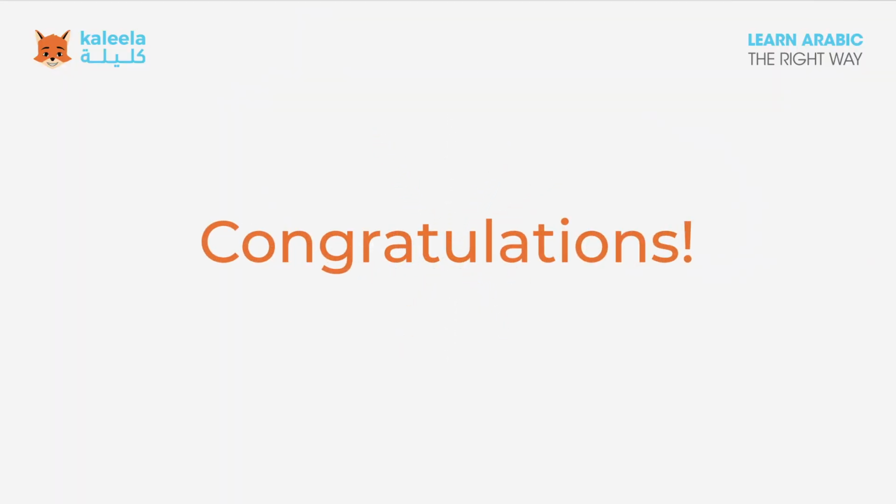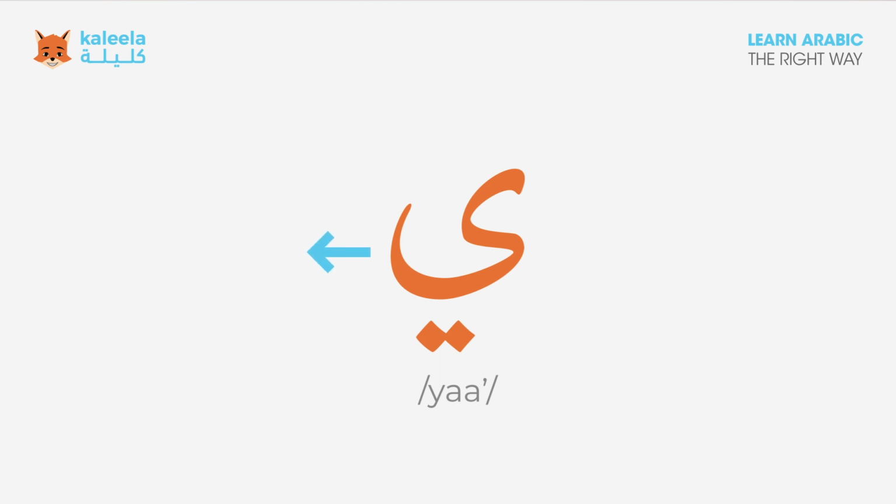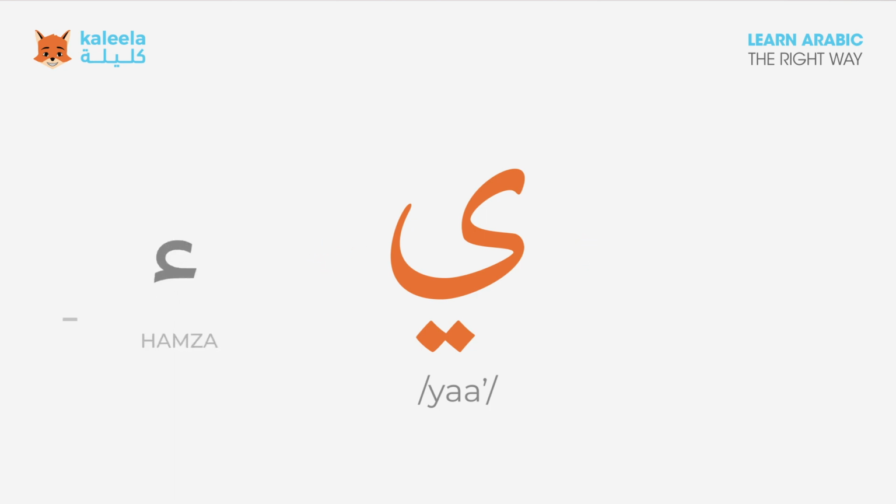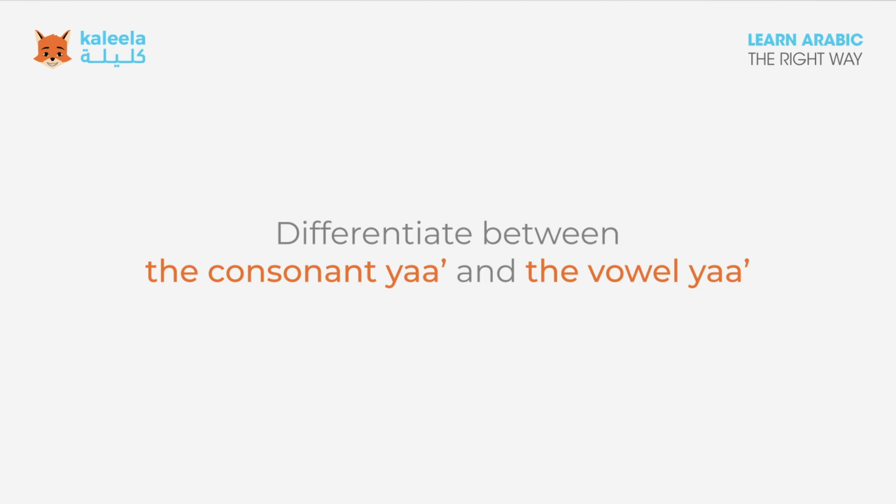Congratulations! You've reached the last letter of the Arabic alphabet, which is the letter Ya. The letter Ya can either be a consonant or a vowel. It depends on the presence of this symbol, which looks like a small inverted 2 called Hamza, or if it has a diacritic. For now, let's take a look at how to differentiate between the consonant Ya and the vowel Ya.